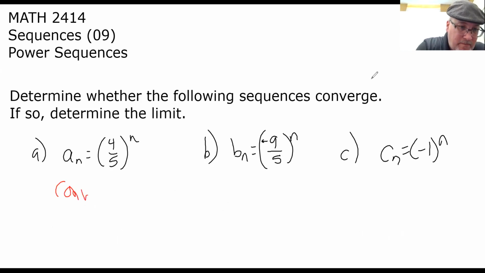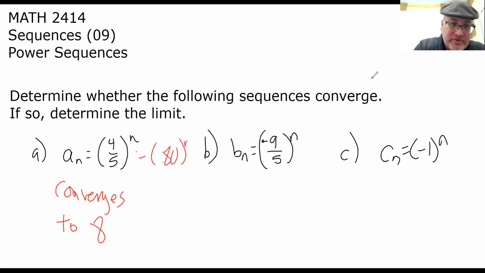Converges to 0. Think of it this way. Multiplying by 4/5 is like multiplying by 0.80. It's like taking 80% of something over and over again. You take 80% of something, it's going to get smaller and smaller. It'll never disappear, but it'll get smaller and smaller and closer to 0.